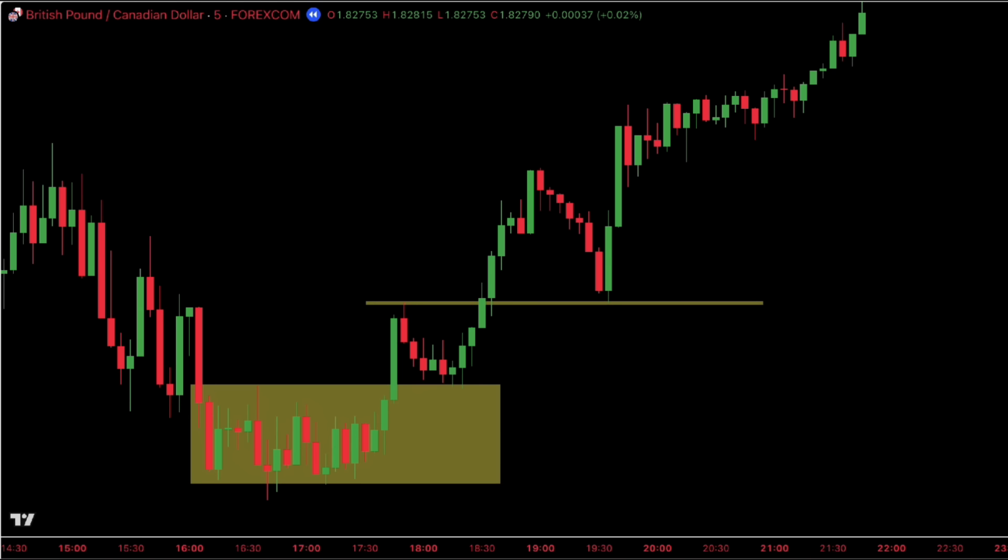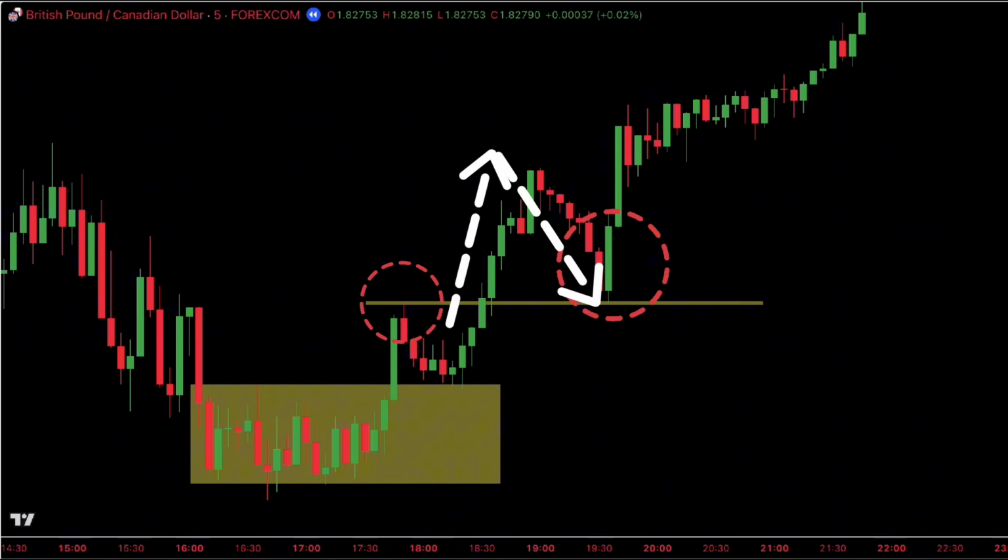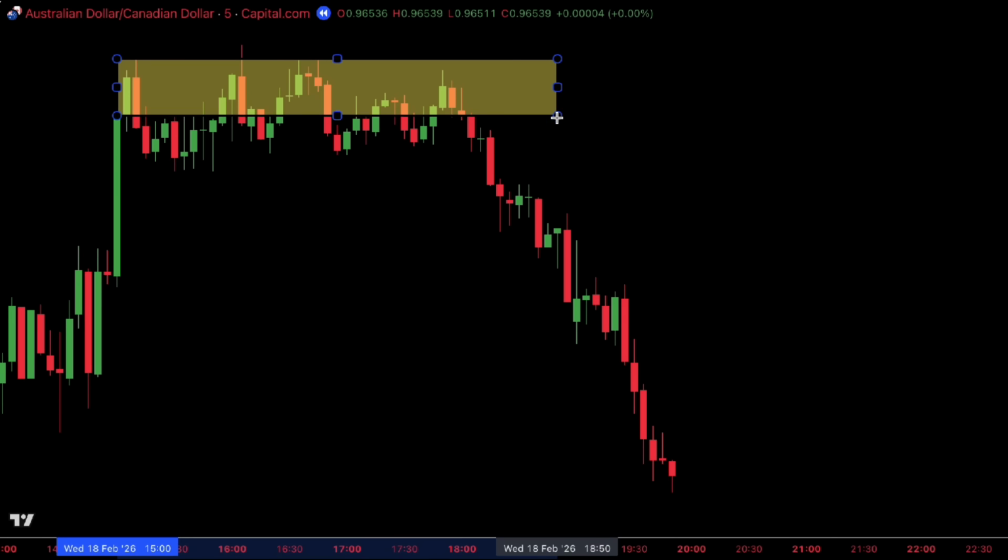So remember, during a markup phase, you identify the previous resistance level that was broken. You wait for a retracement back to that level. The resistance becomes support, and once the market reaches it, you wait for a candlestick pattern to appear. Now look at another chart example.